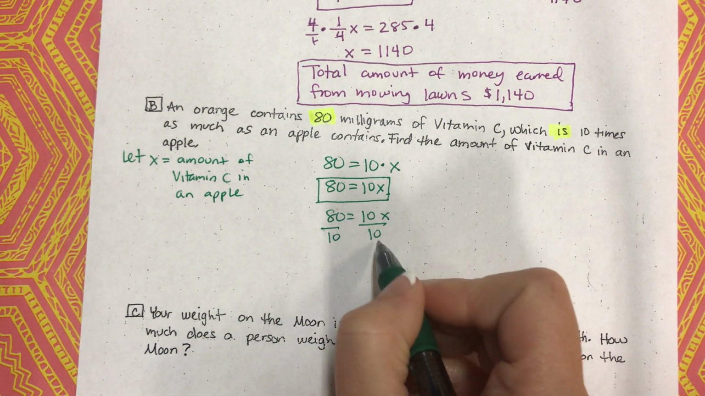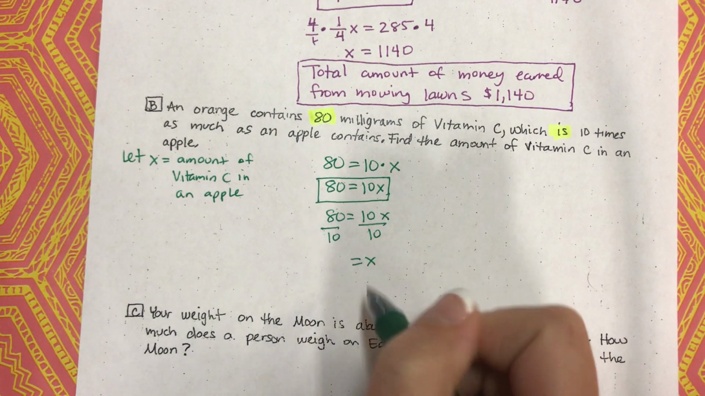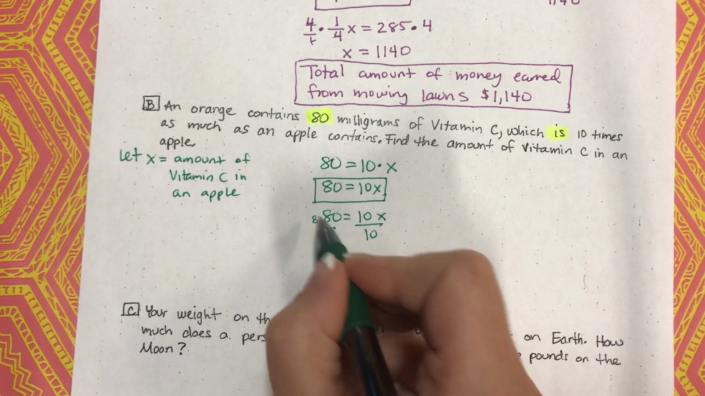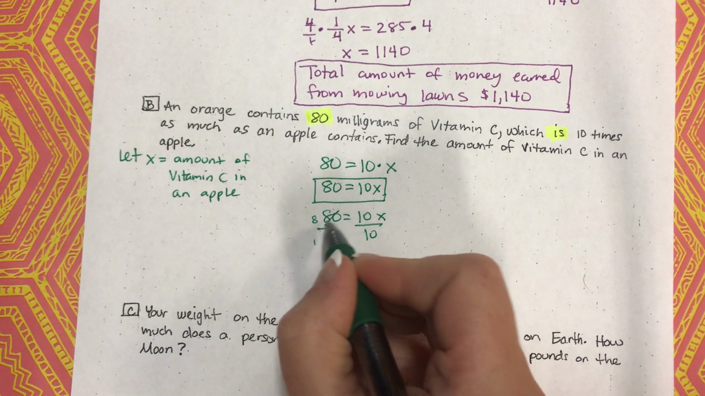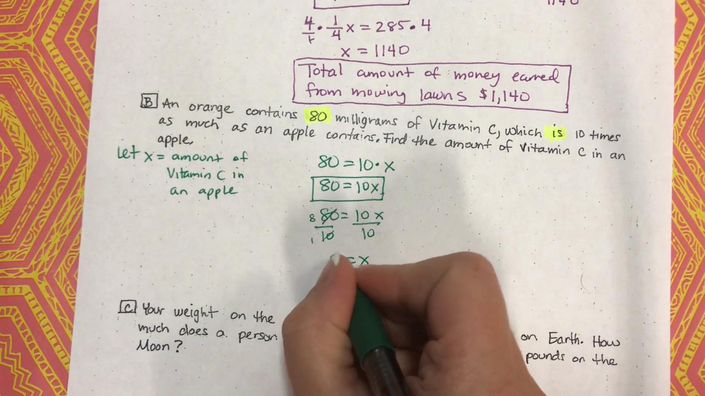10 divided by 10 is 1. 1 times X is just X. And 80 divided by 10, 10 goes into both of those. 10 goes into 80 8 times. 10 goes into 10 1 time. So we basically have 8 divided by 1, or just 8.